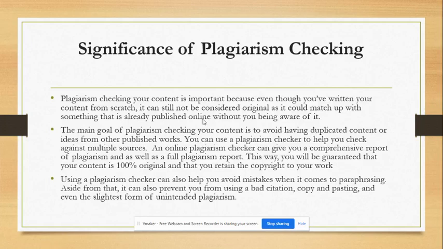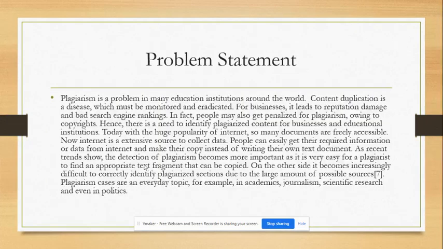The main goal of plagiarism checking your content is to avoid having duplicate content or ideas from other published works. You can use the plagiarism checker to help you check against multiple sources. An online plagiarism checker can give you a comprehensive report, a full plagiarism report. This way you can be guaranteed that your content is 100% original and you retain copyright of your work. So this is one of the significances of the plagiarism checking we shall be having in our project. Then, the project assessment.